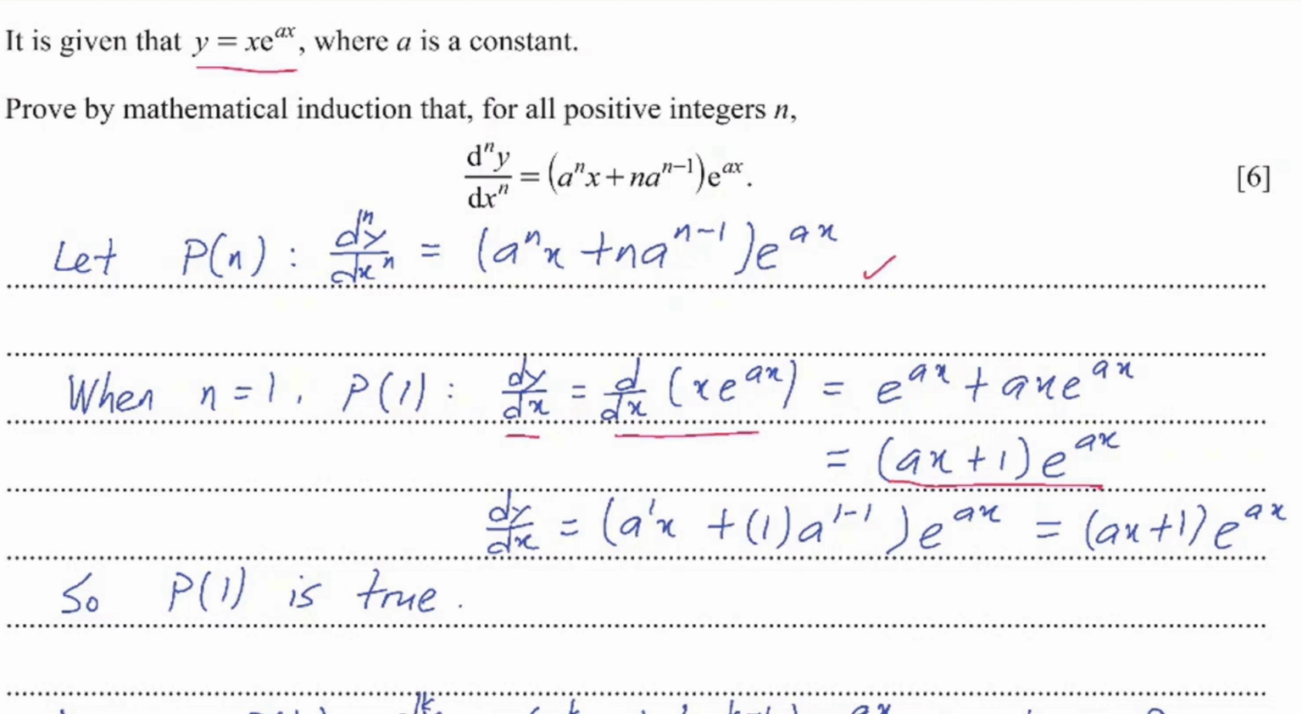So we get this expression here, (ax plus 1) times e power ax. We write it in this form so that it is easier to compare with the result later on. When we compare, we have to sub n equals 1 into the result which is given there. When we sub in n equals 1 and tidy up a little bit, it should give us the same as what we got by differentiating from scratch. So P1 is true.